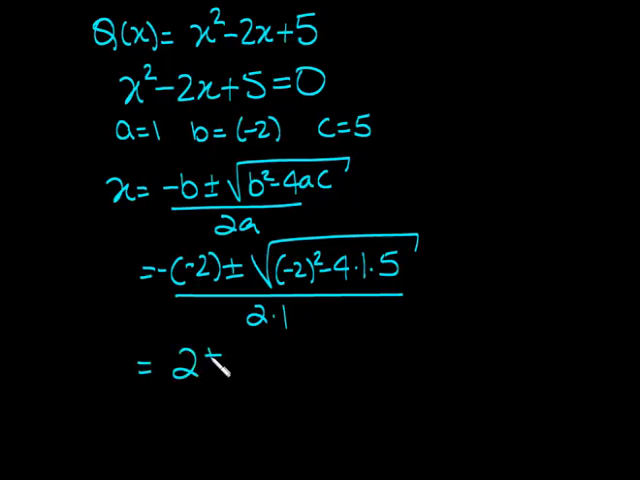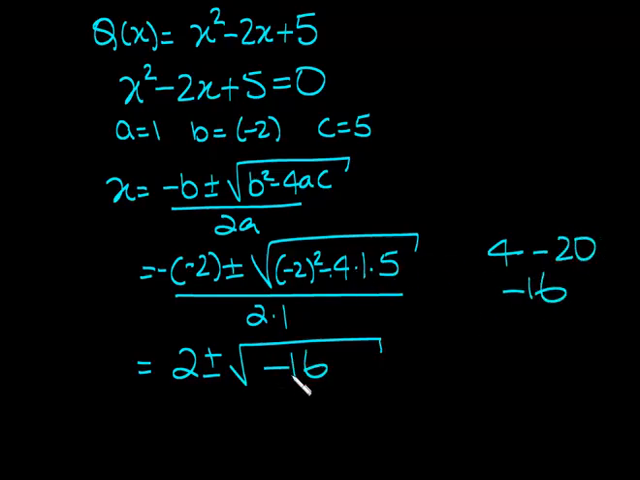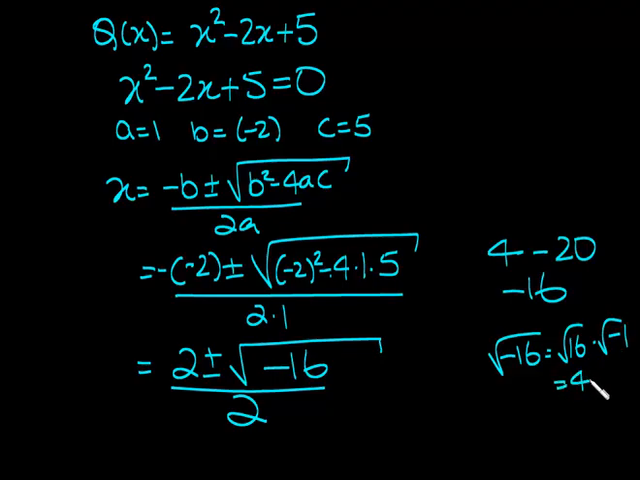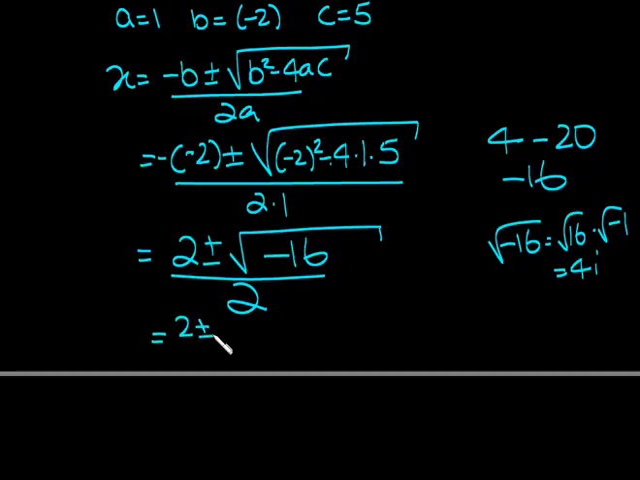So we get 2 plus or minus the square root of negative 2 squared, which is 4, minus 4 times 5, which is 20, so we get negative 16, over 2. What is the square root of negative 16? It's the square root of 16 times the square root of negative 1, which is 4i. So we end up with 2 plus or minus 4i over 2. We have to separate the numerator and the denominator, so we get 1 plus or minus 2i. 2 divided by 2 is 1, 4 divided by 2 is 2.